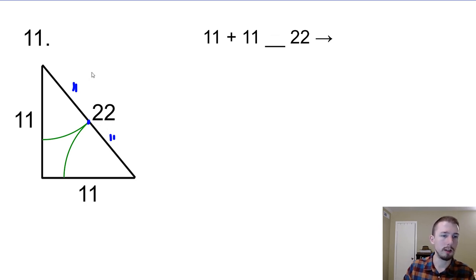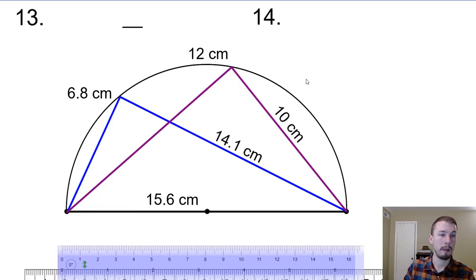They would have to be bigger than the 22. The sum of the two smaller sides has to be bigger than the longest side in order for it to be able to make a triangle. So since these two are equal to 22 and not bigger than 22, this is not going to make a triangle. Kind of cool. All right, number 13.